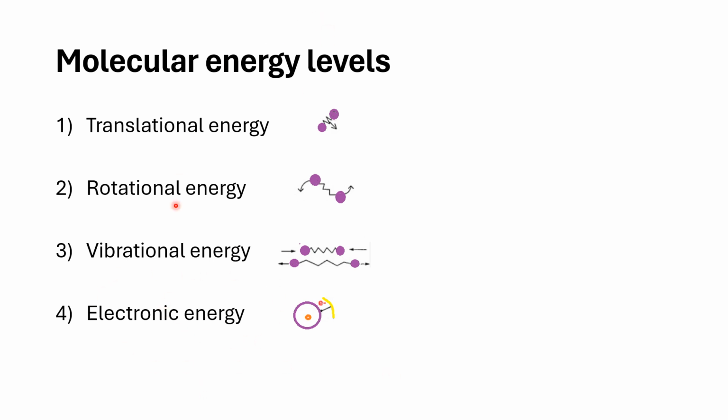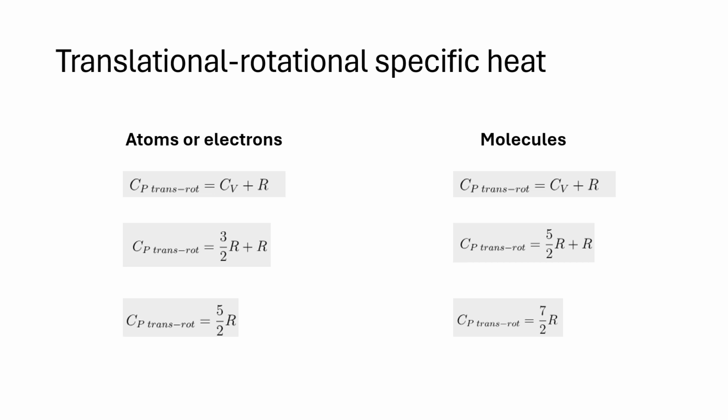The first three look like they are kinetic energy. We can see the vibrational energy is a mixture of kinetic and potential energy, and the electronic energy would be a potential energy. So these are the molecular energy levels, and this forms the base to understand this topic and go into depth about it. So let's move on to the translational rotational specific heat.